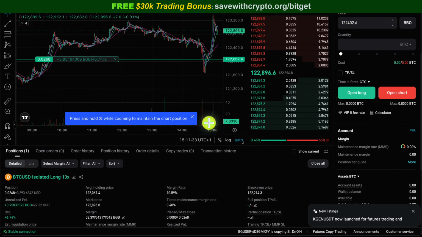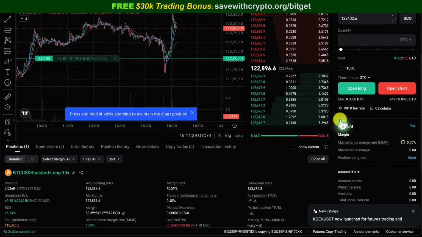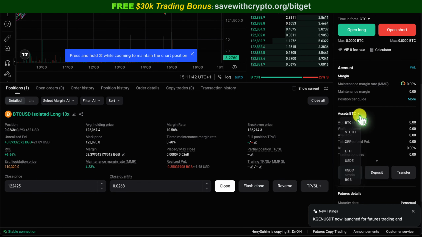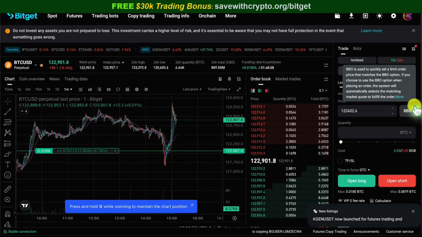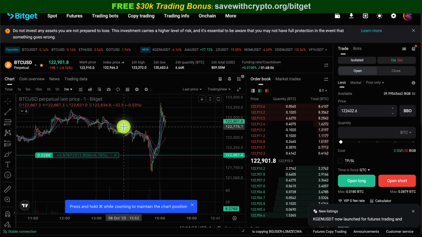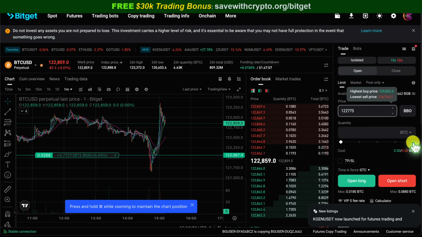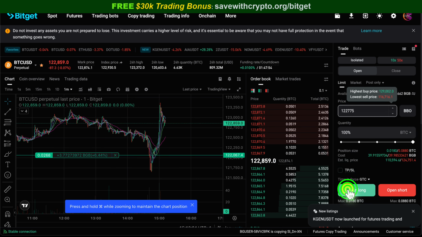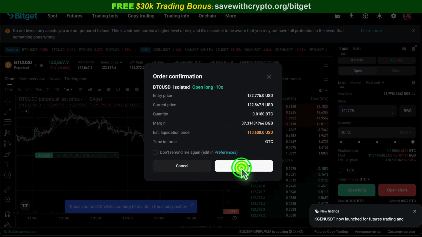Now, I'll probably mess it up now because I'm going to show you how to do it on a laptop. All you do here is you come down here, and where it says assets BTC, you can change that there to BGB. So up here it will show you the BGB that I have left there. And if I wanted to enter, say for example here, 122,775, I could just do that and then open a trade there, and you can see here that that is using margin 39.3 BGB.